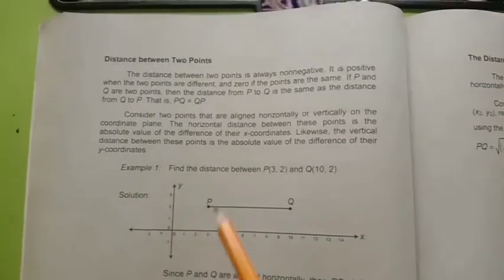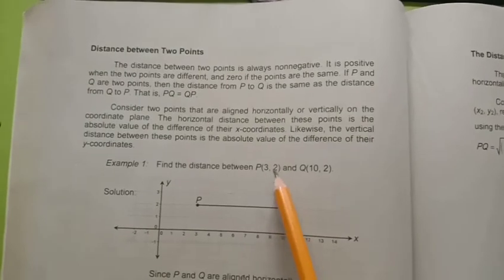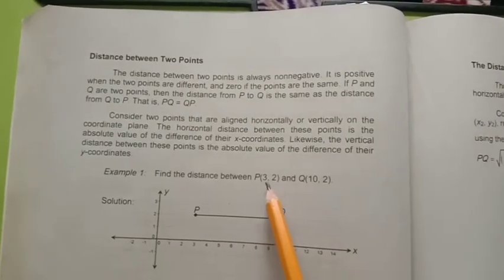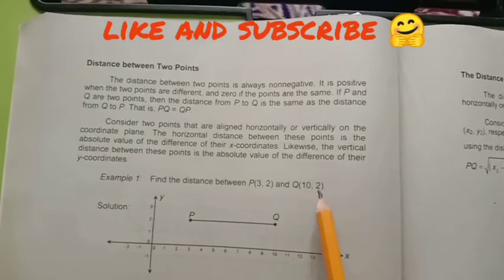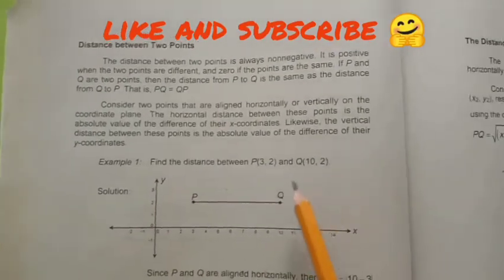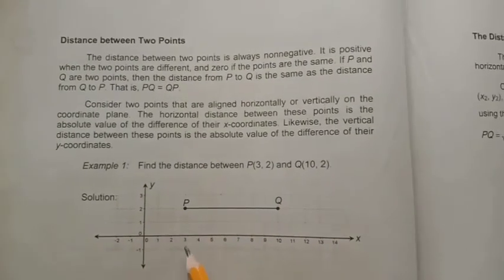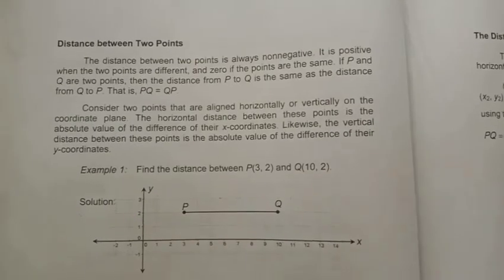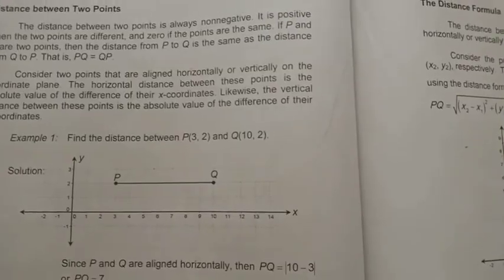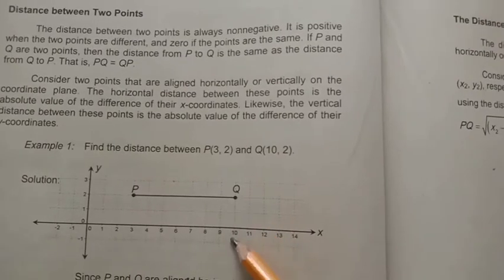For example, find the distance between P, 3, 2, and Q, 10, 2. So, the coordinates of P are 3, 2. And the coordinates of Q is 10, 2. So, pag pinlot natin yung point P and point Q sa coordinate plane, this is point P. So, this is 3, 2.